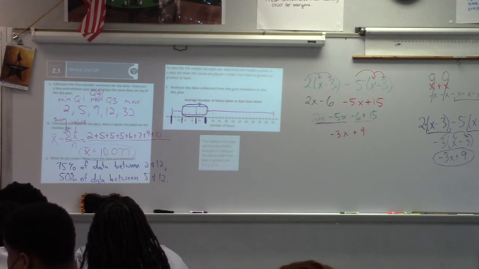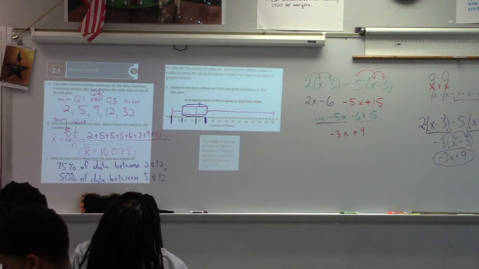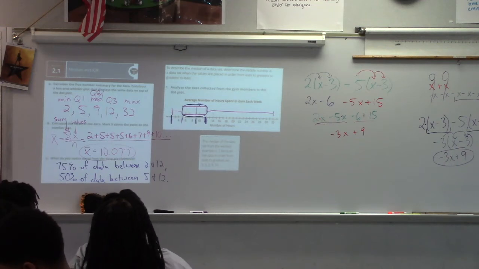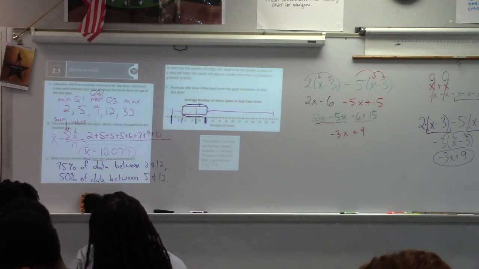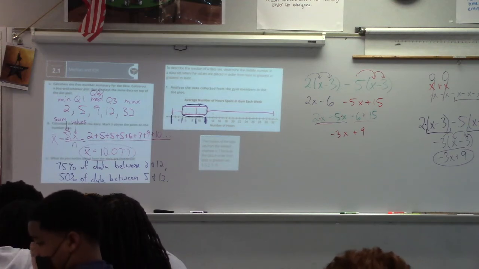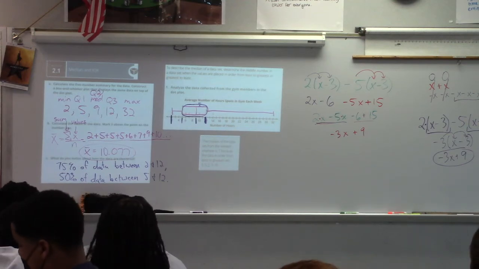So, let me ask you an important question. Does that 32 seem a little weird to y'all? It might seem like an outlier. 50% of my data is between 5 and 12. 32 is pretty darn far out there, right?